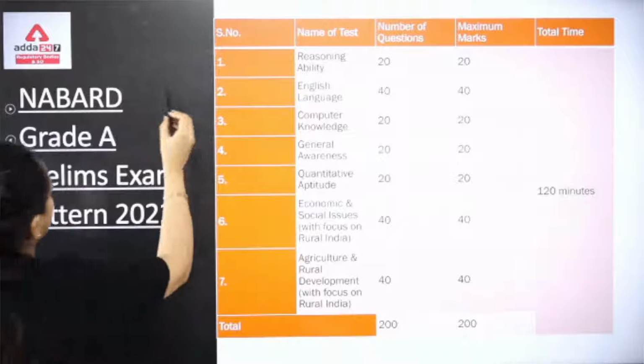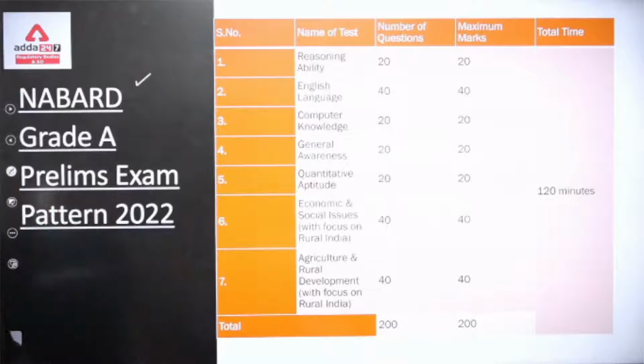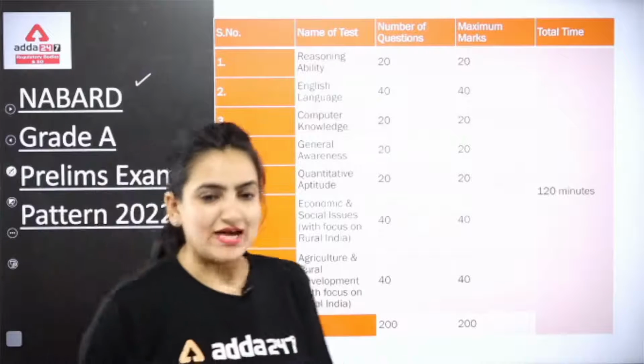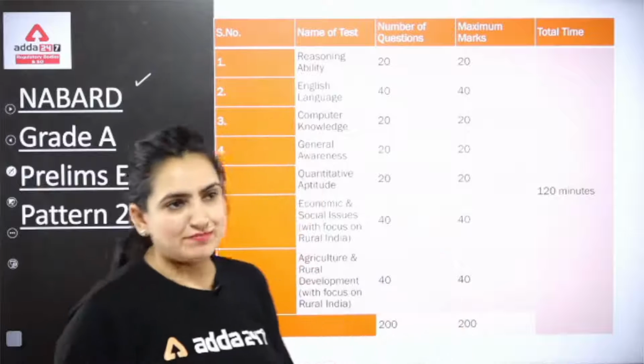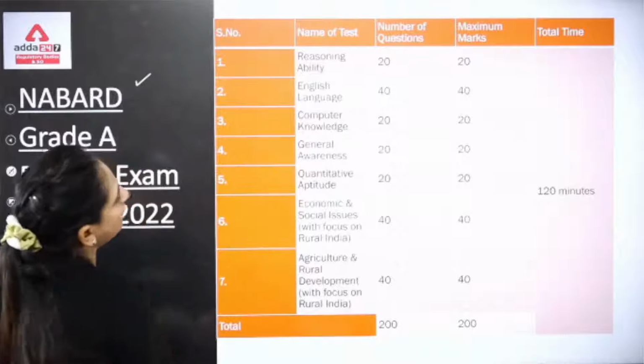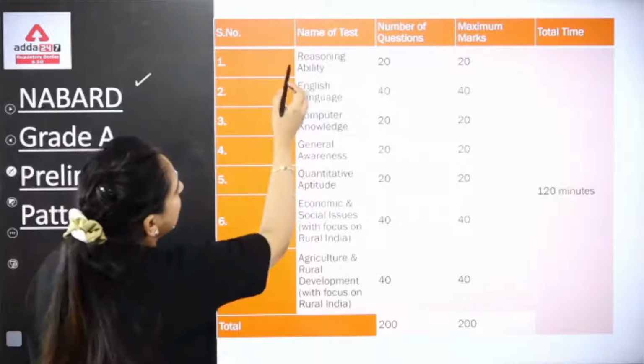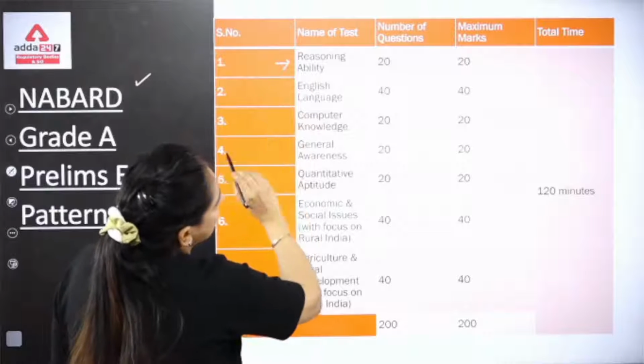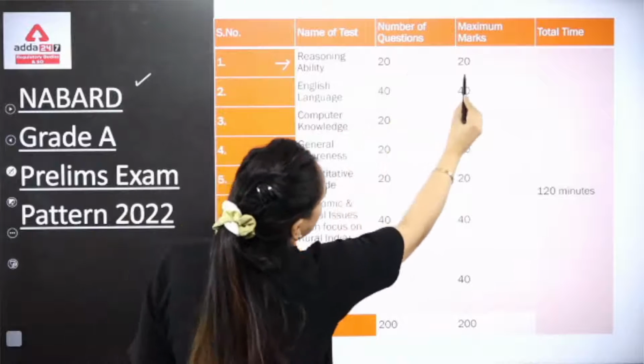Here we are depicting the NABARD Grade A Prelims examination pattern. We will be starting first of all with the examination pattern. You can see the name of the test is given here, like the subject mentioned here, that is reasoning ability: 20 questions and 20 marks.